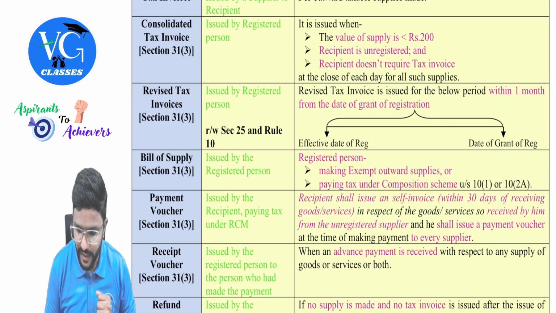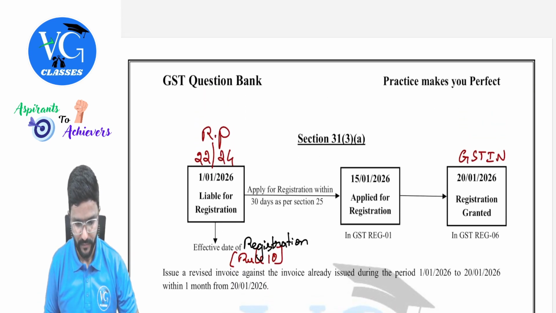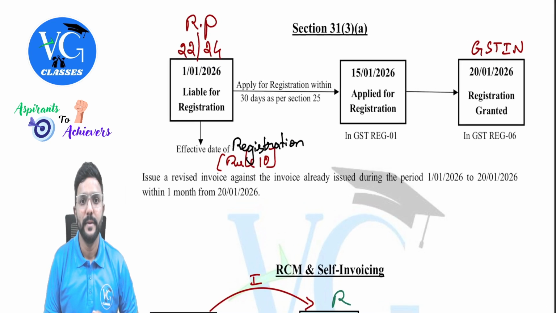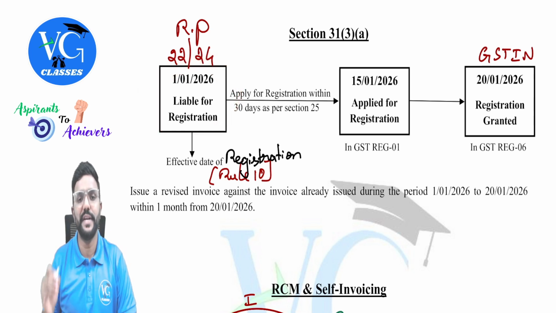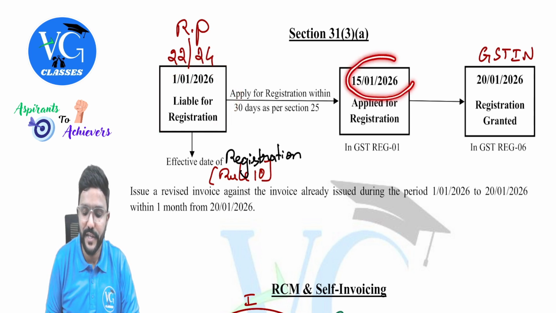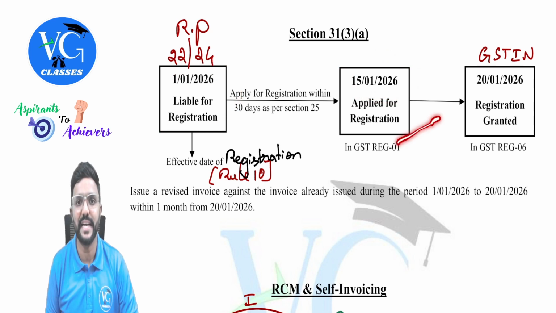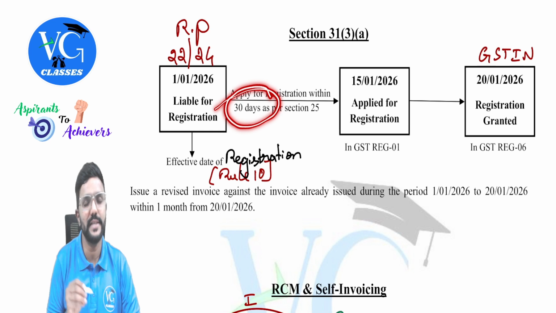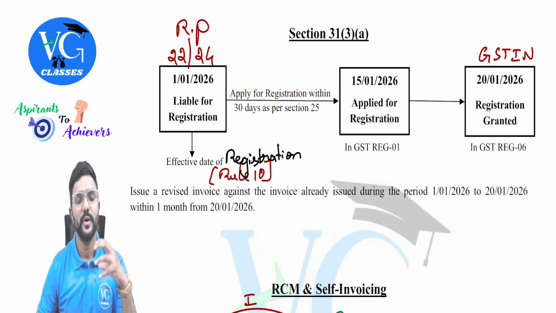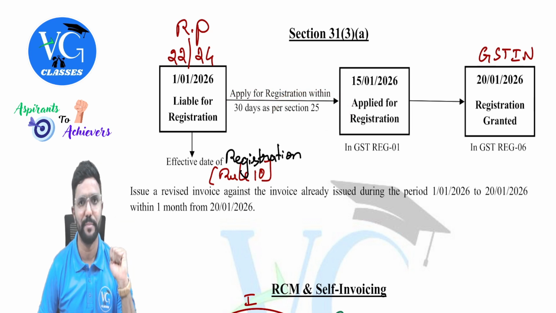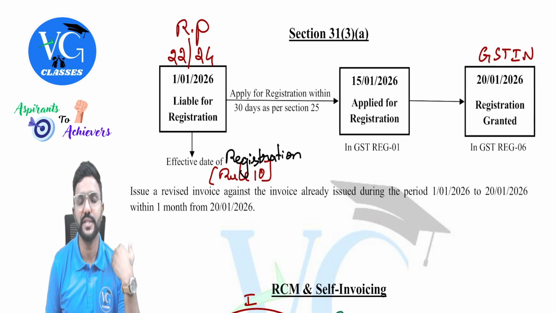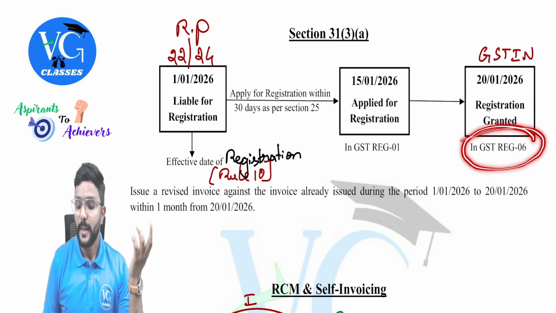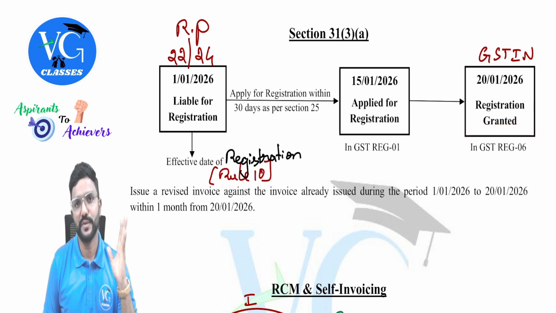When so? I will just try to explain this with an example. Listen, people. Assume I was liable for registration on 1st January 26. So I applied for registration on 15th January in GST REG 01. So did I apply within 30 days? Yes. As per section 25, once a person is liable for registration, he needs to apply for registration within 30 days. So I have applied. Okay. And registration is granted on 20th January. So the registration certificate is issued to me on 20th January in GST REG 06.